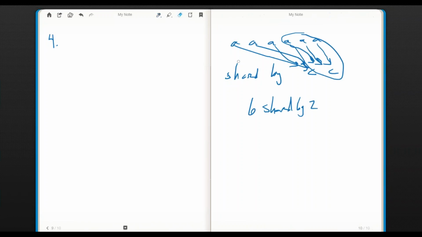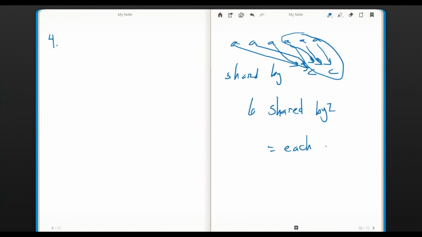I get to going too fast and write horribly, which is why I hope the parents are watching this more than the children. 6 are shared by 2, so each child gets 3 apples. How do we do that? Because we took the 6 apples and we divided it by the 2 children.